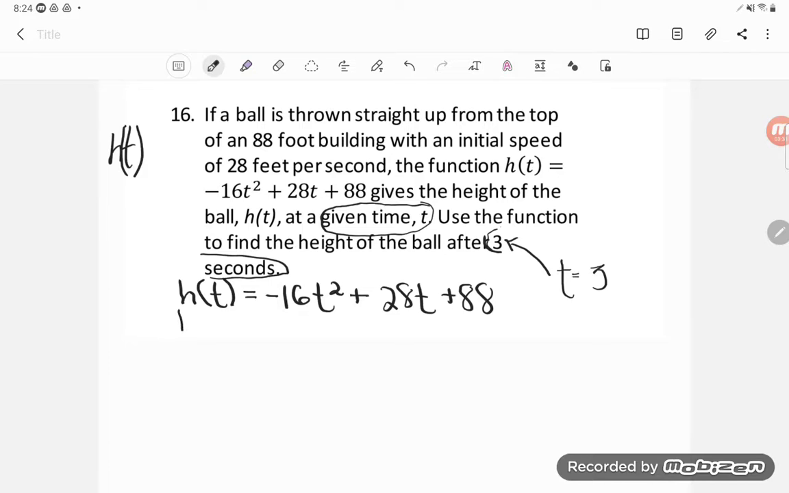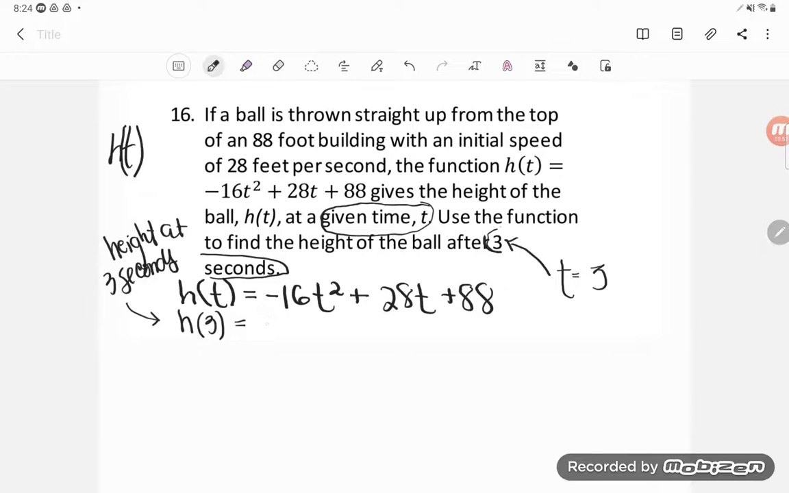Now, you can put it in here, h of 3. Careful, that doesn't mean times 3 by h. What that literally means is the height at 3 seconds. This is just a lazy mathematician's way of writing height at 3 seconds. So that's not math to do, okay? That's just notation. It's just the way us lazy mathematicians write out height at 3 seconds.